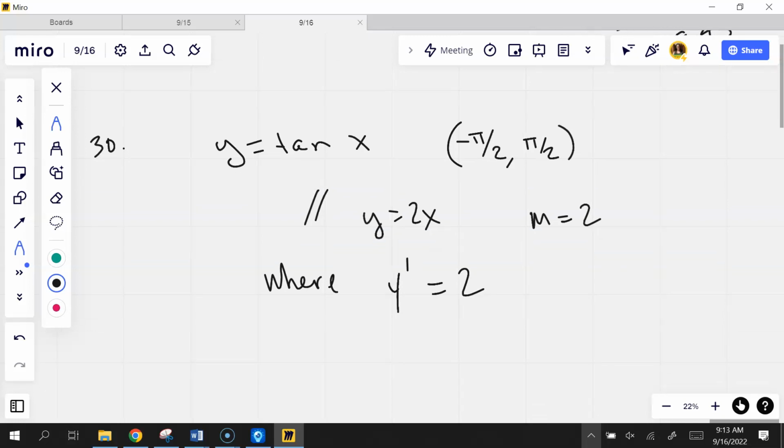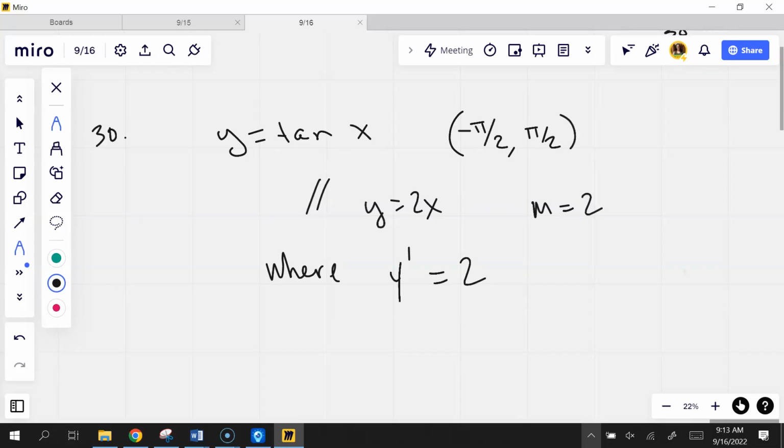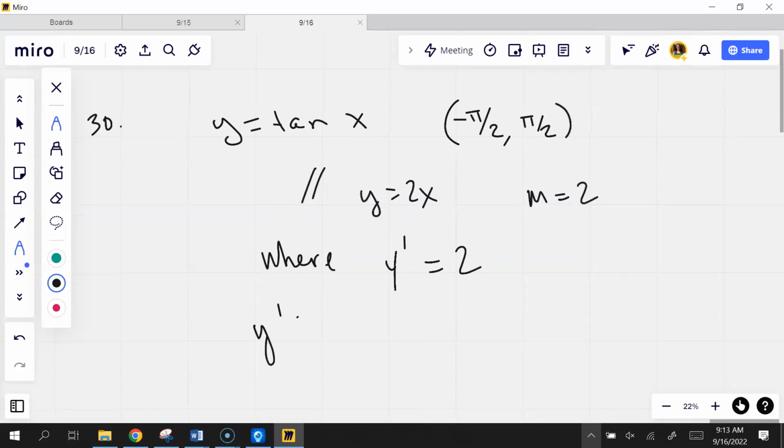They gave that to me. They said, where is the tangent parallel to the line y equals 2x? So in other words, where's the tangent equal to 2? So I did the derivative. What's the derivative of tangent x?